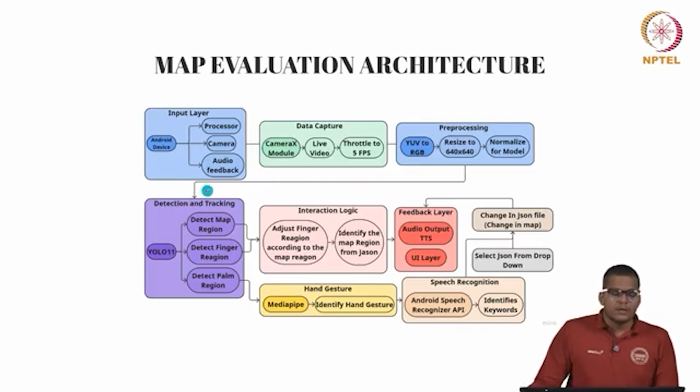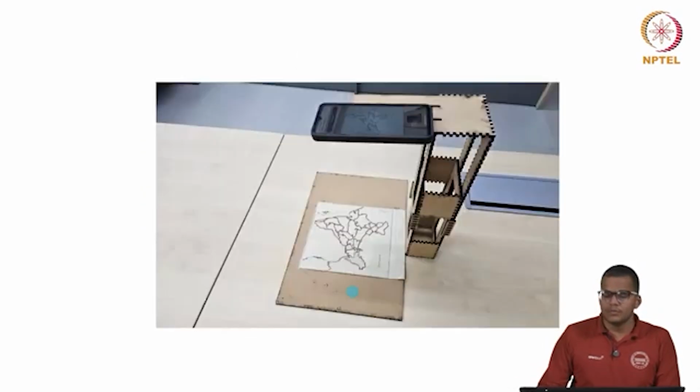So the YOLO model output gives us three things. First is the map region, the region in which the map is present. Suppose the camera frame contains sidebars, let's say top and bottom bars. This top and bottom brown region is waste for us. We do not require it and we do not need to process it. So the YOLO model classifies strictly the map region for us.